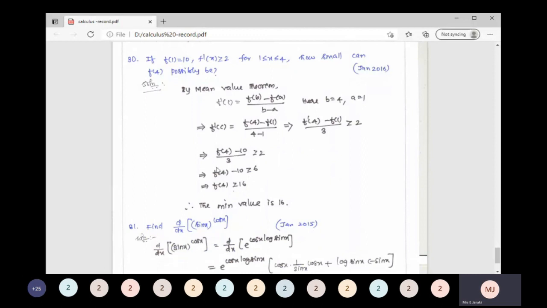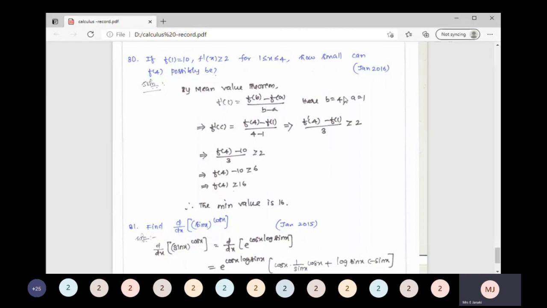So now f of 4 is greater than or equal to this minus 10. Take it to the right side, plus 10, 6 plus 10, 16. So now your f of 4 value is greater than or equal to 16. So the question is, how small can f of 4 possibly be? f of 4 is 16 or more than 16.